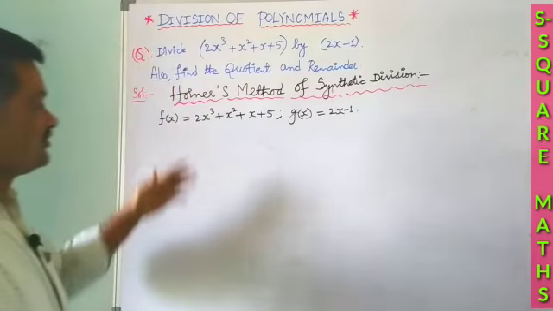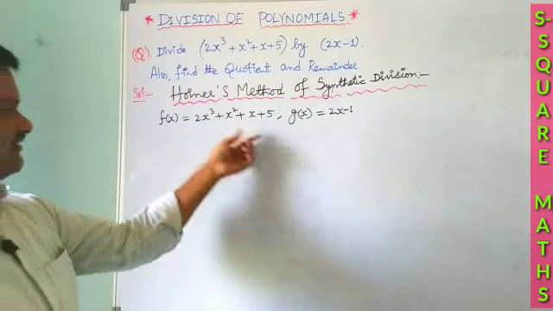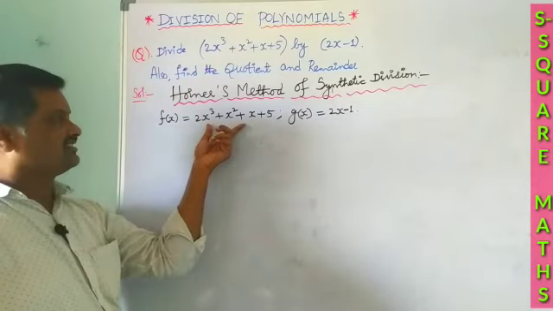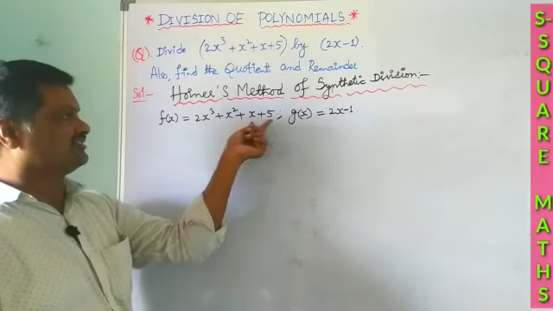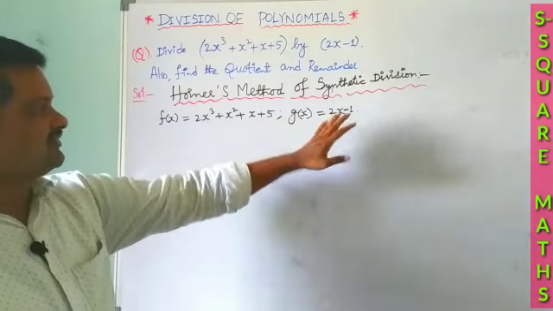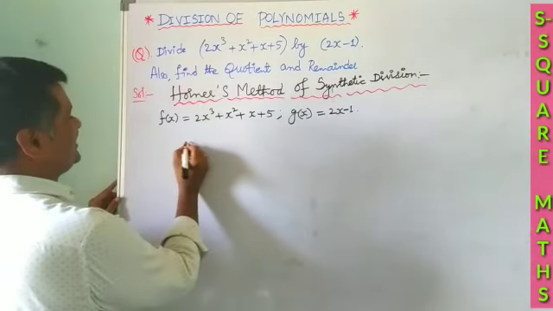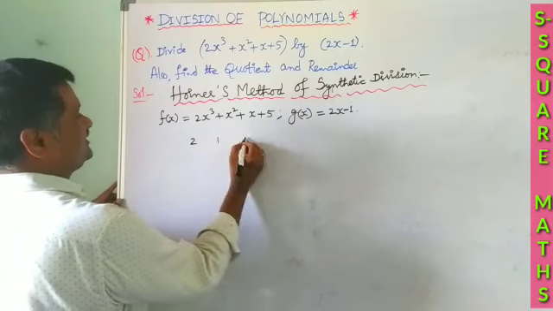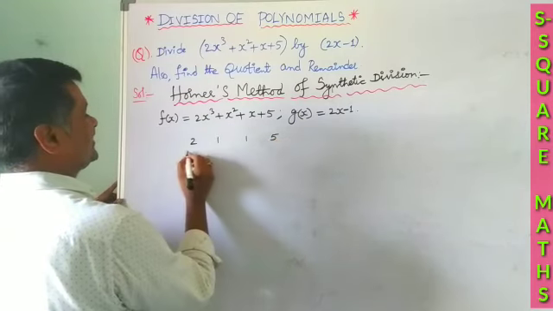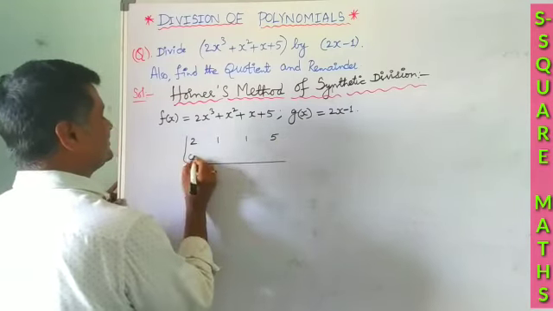For Horner's method of synthetic division, check whether it is in standard form or not. Yes: the x cube term, x square term, x term and the constant, and the same for g of x. So write the coefficients 2, 1, 1 and here it is 5. Write the 0 here.